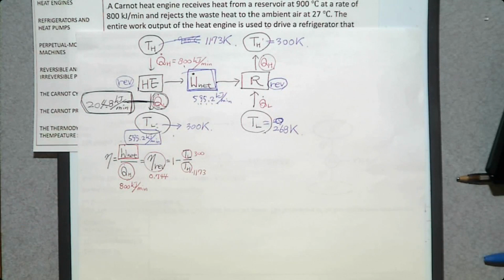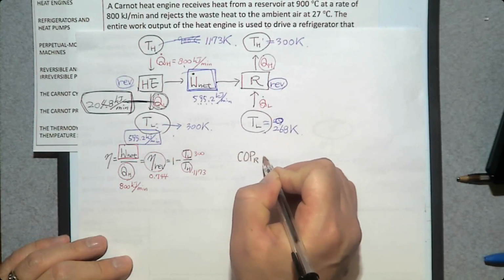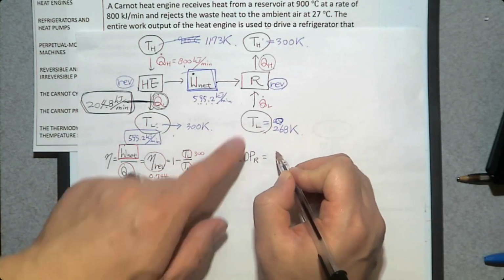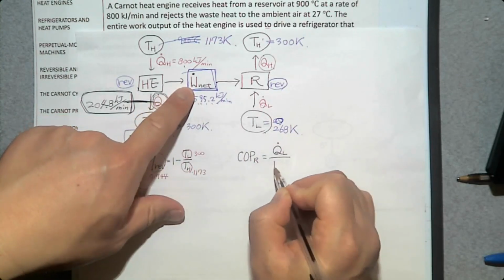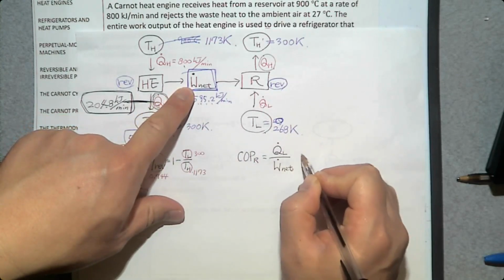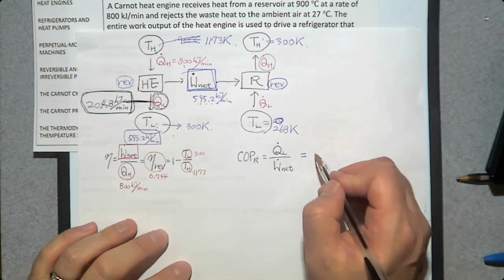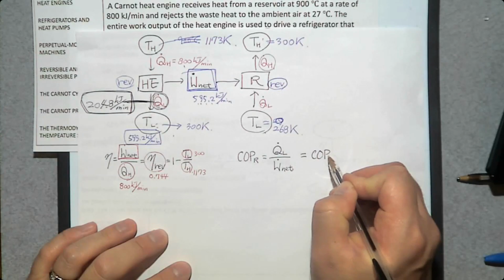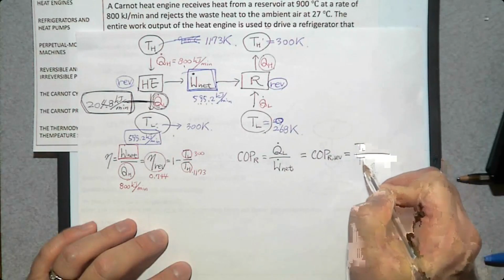Okay, then let's talk about the refrigerator. We know the temperatures at the low temperature reservoir and the high temperature reservoir, so we can determine COP. COP of the refrigerator can be determined by desired output. What is desired output? Q dot L. What is required input? W dot net. And this can be determined by the reversible refrigerator. COP of R, but this time it is reversible. How can we determine that? TR over TH minus TR.